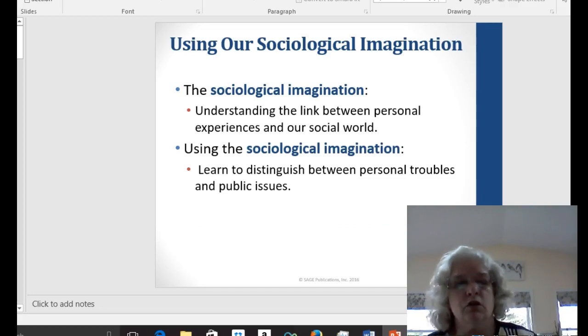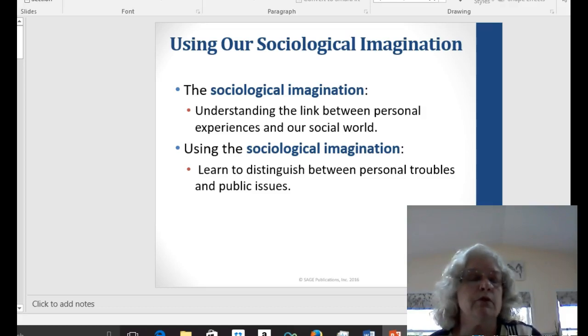I've asked you to use your sociological imagination here. Remember, as I talked about C. Wright Mills stating this, that there is the understanding of the link between our personal experiences and our social world. Using the sociological imagination allows us to distinguish between our personal problems and the public issue. So let's go back to suicide as we look at that. Personal troubles exist in that process. But the public issue is why.